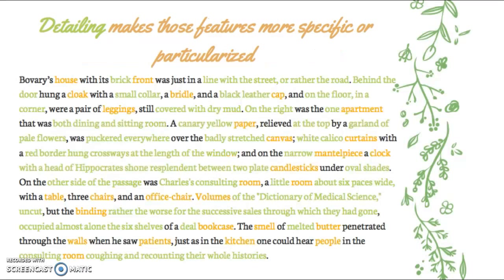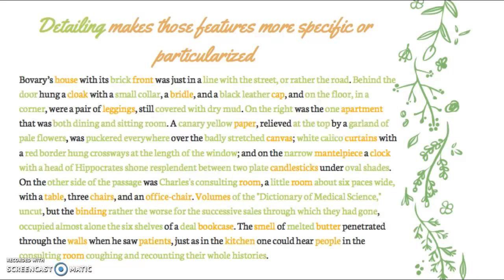So here you see, on top of the orange names, some green details that modify those names, creating a more particularized understanding of both those objects and that world. Some of them are short, like for instance, brick, one word, modifies front. Others are quite long. For instance, both dining and sitting room modifies the word apartment. In this way, you don't just have to use single word adjectives and adverbs to help you describe things.